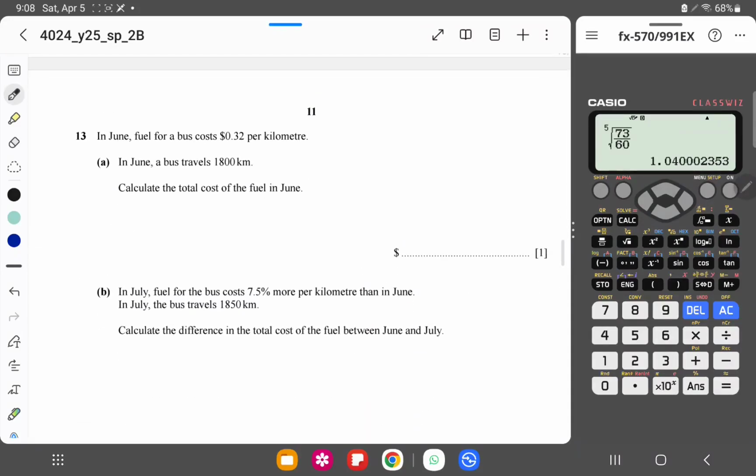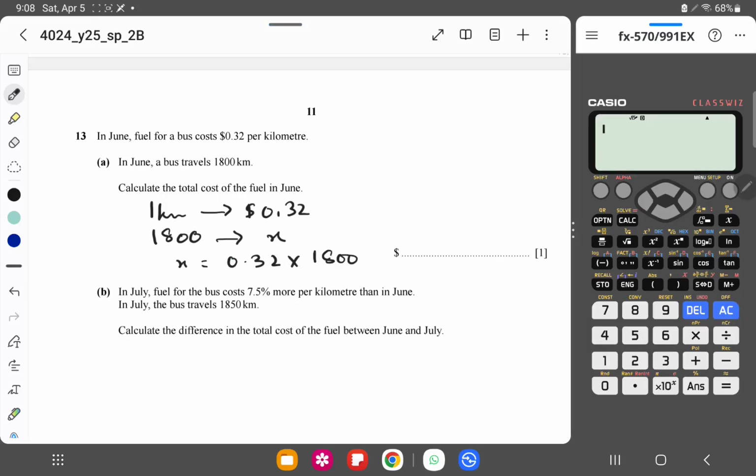Alright. Now question number 13. In June, fuel for a bus costs $0.32 per kilometer. So it means that for 1 kilometer, the cost is $0.32. In June, a bus travels 1800 kilometers. Find out the total cost. Cross multiply. So x is equal to 0.32 times 1800, which is equal to $576.